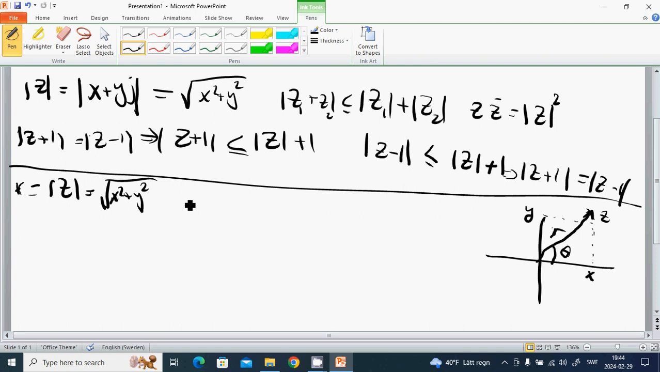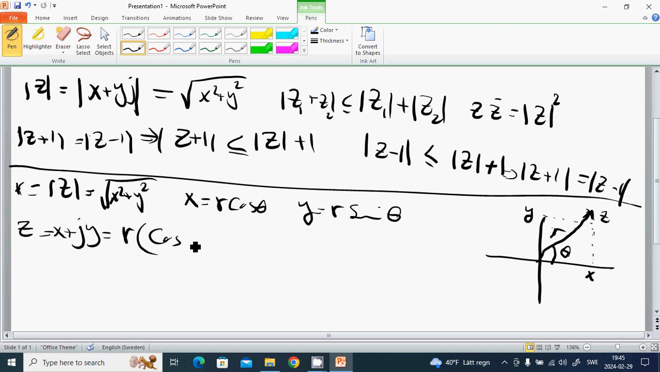Then x = r cos theta and y = r sin theta. But zeta = x + jy = r multiplied by (cos theta + j sin theta).